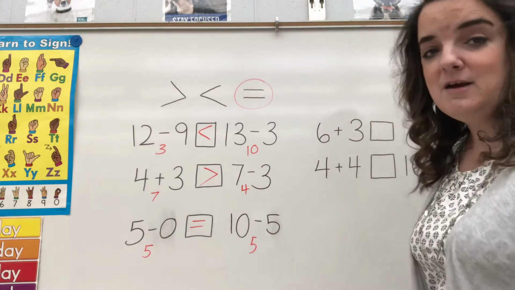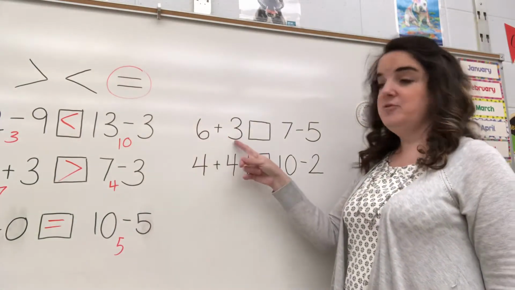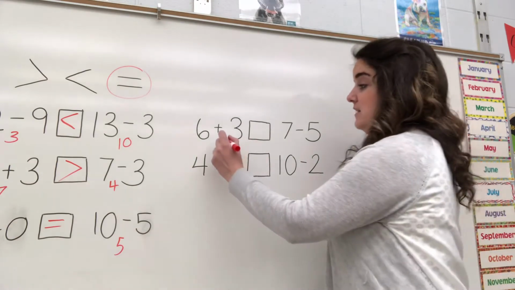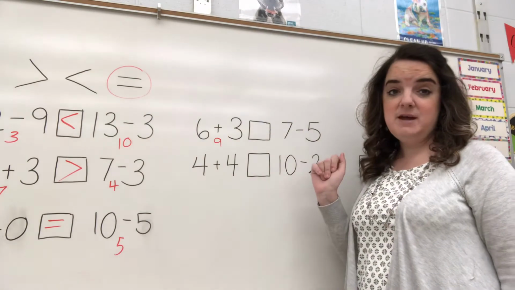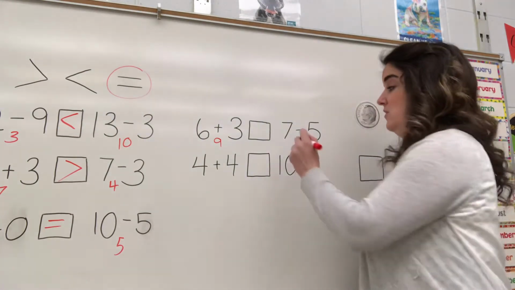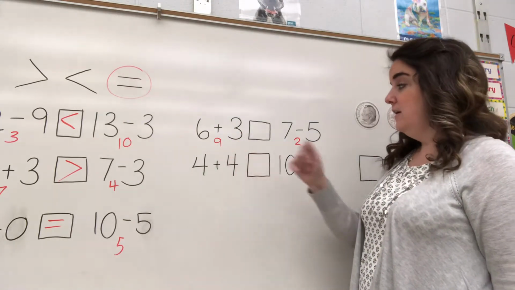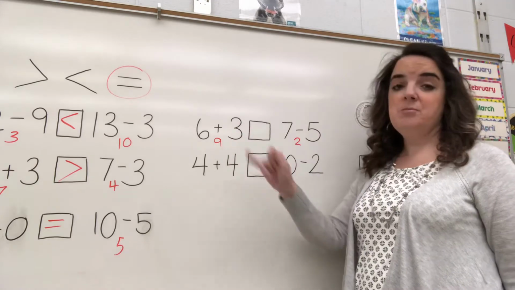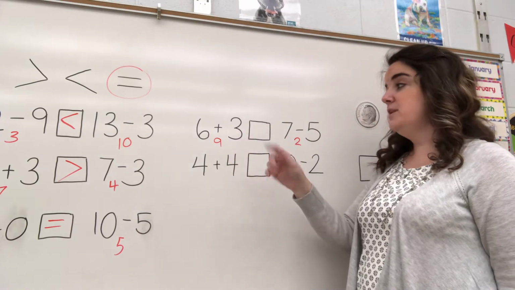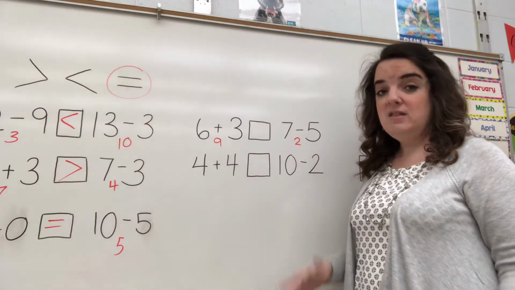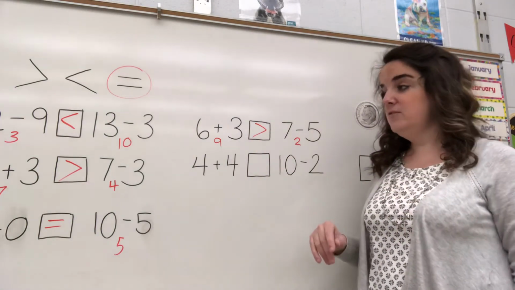All right, let's go to this next row. We have a couple more here. Let me turn my camera. There we go. We have 6 plus 3. 6 plus 3 equals 9. Now let's go over here. 7 minus 5. 7 minus 5 equals 2. All right, so is 6 plus 3 greater than 7 minus 5, or less than 7 minus 5, or equal to 7 minus 5? And the correct answer is 6 plus 3 is greater than 7 minus 5.